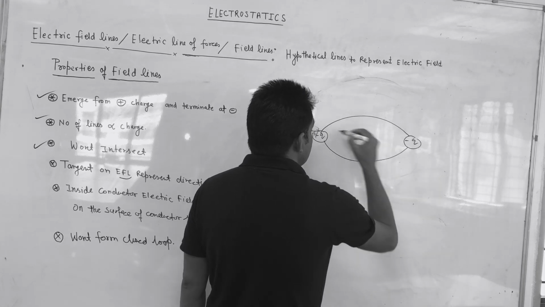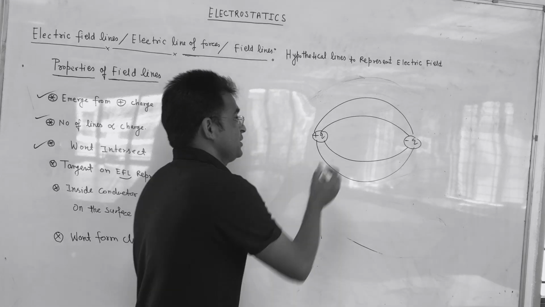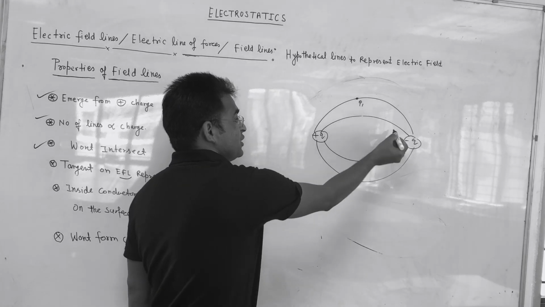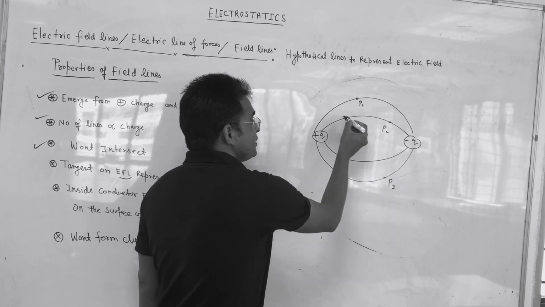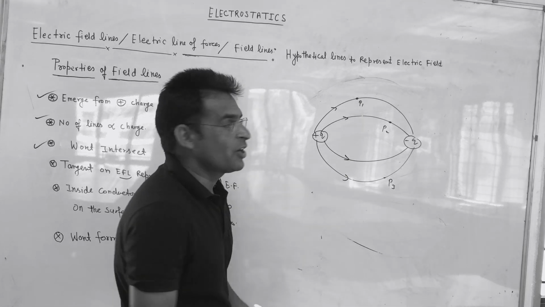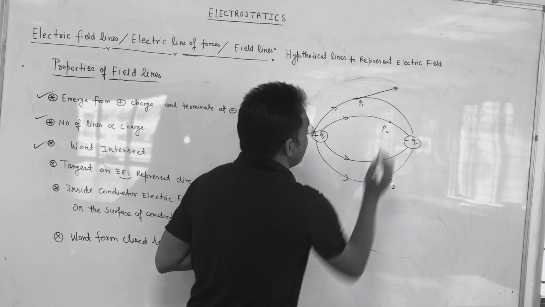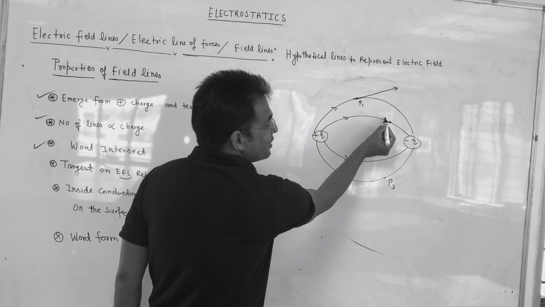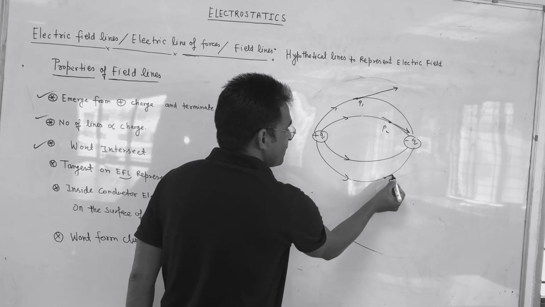At any point, if I ask what will be the direction of electric field, let's say this point is P1, this point is P2, this point is P3. At P1, I ask what's the direction of electric field. So I draw a tangent, and this will be the direction of electric field. At this point, tangent on that. At this point, tangent on that.